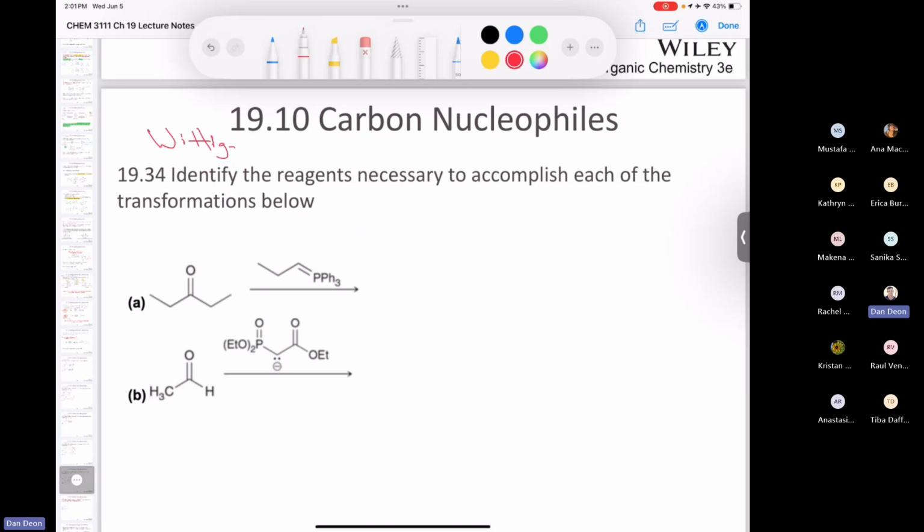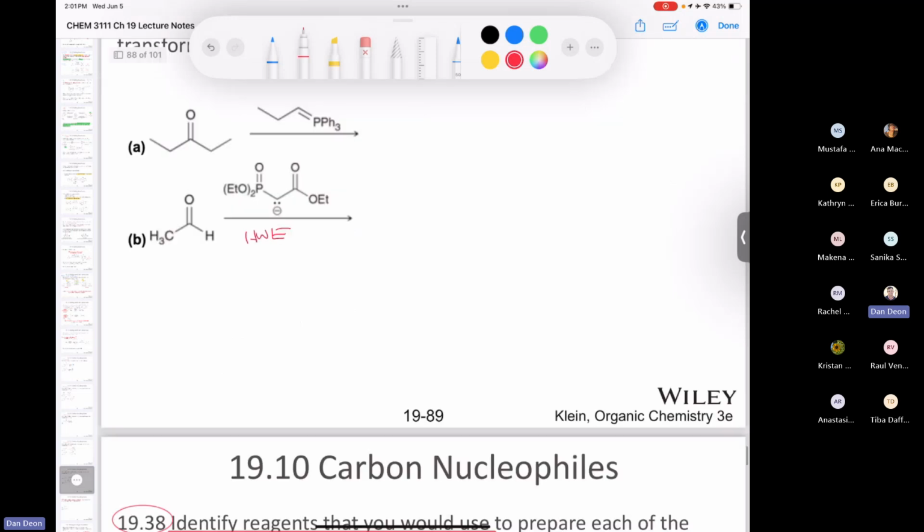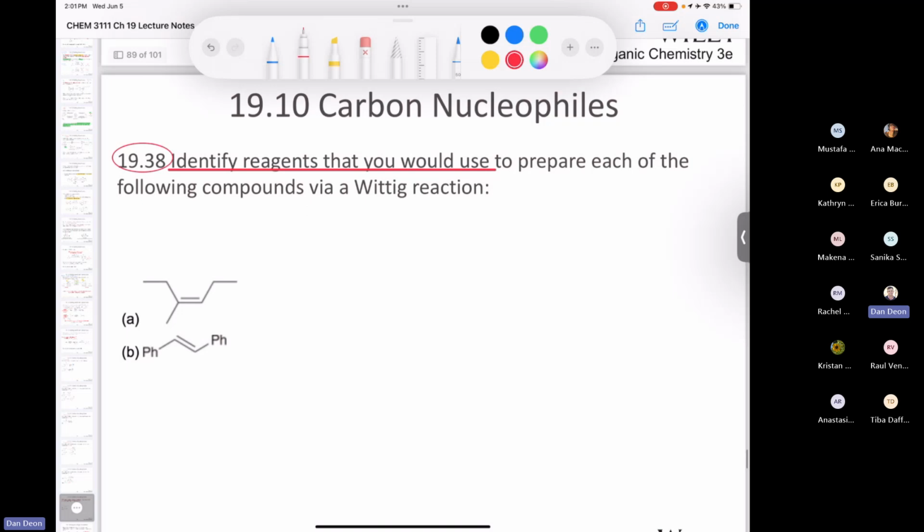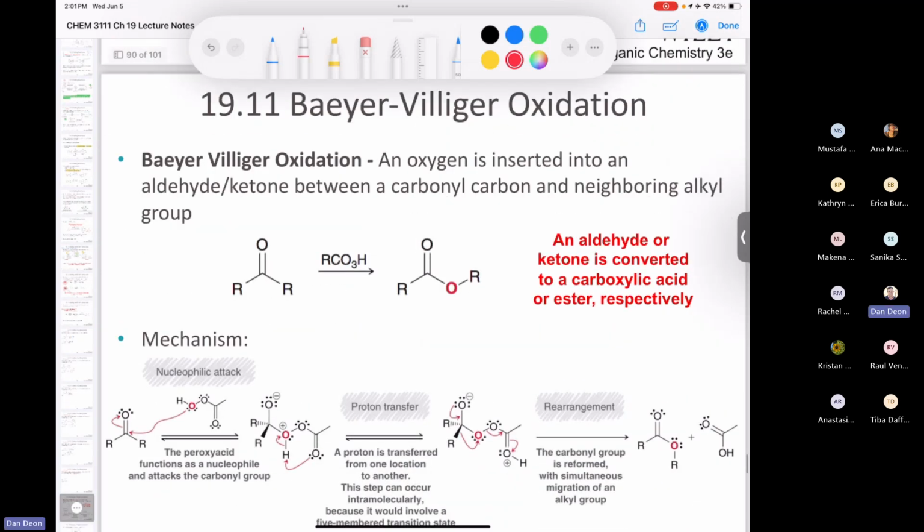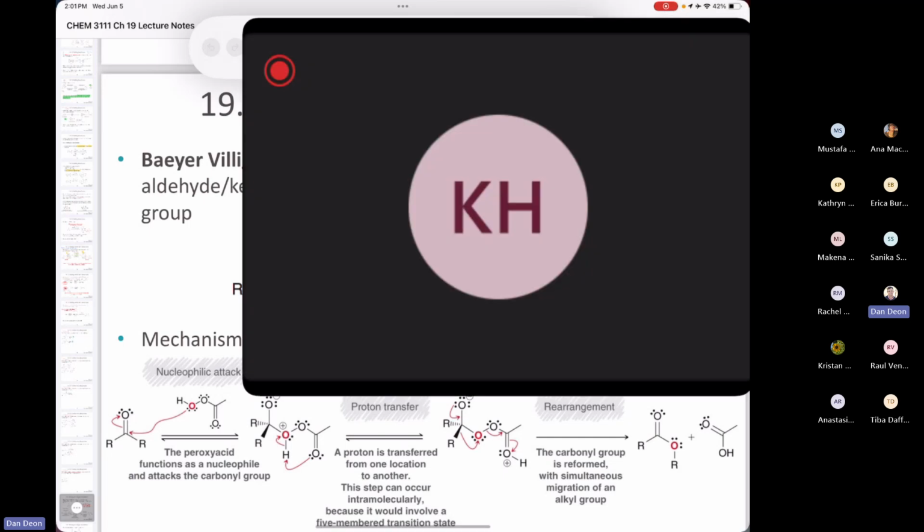And this would be the Horner-Wadsworth-Emmons variation, I guess, on the Wittig reaction. This one here, again, a Wittig again. So this is also a Wittig reaction. And then after that, we're going to be on the last section, which deals with Baeyer-Villiger oxidation. So 19.11 will be our last section in this chapter of new chemistry. In this chapter, I guess, is more proper.